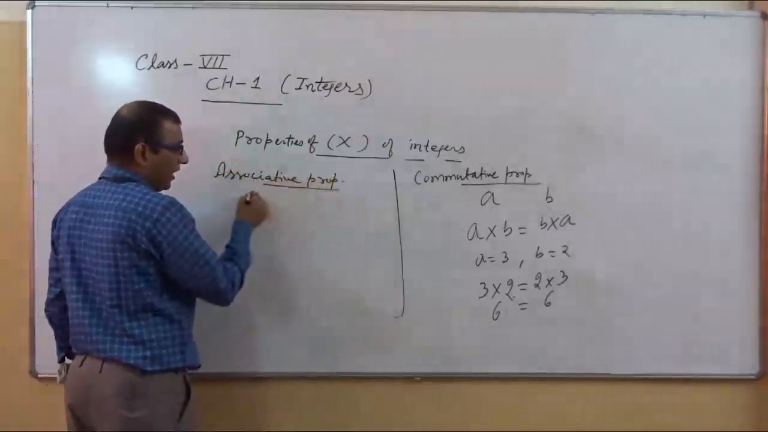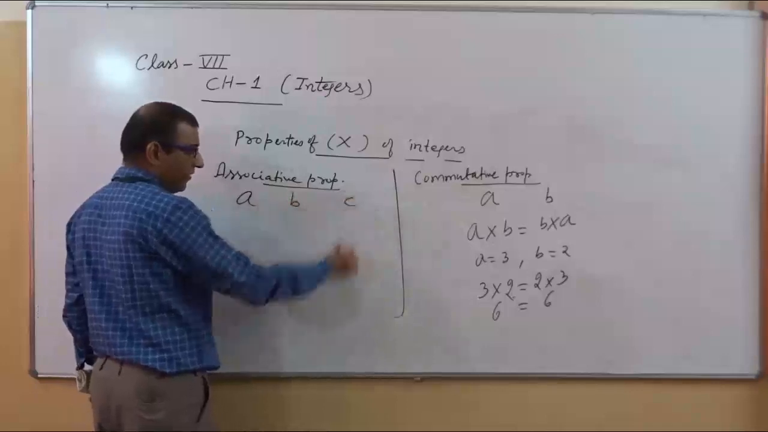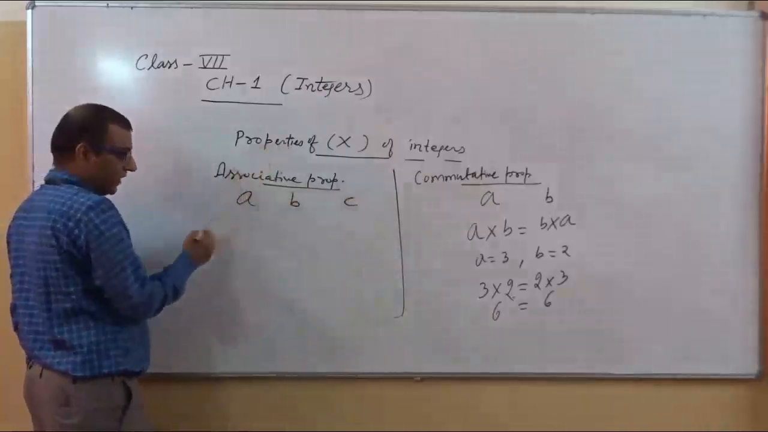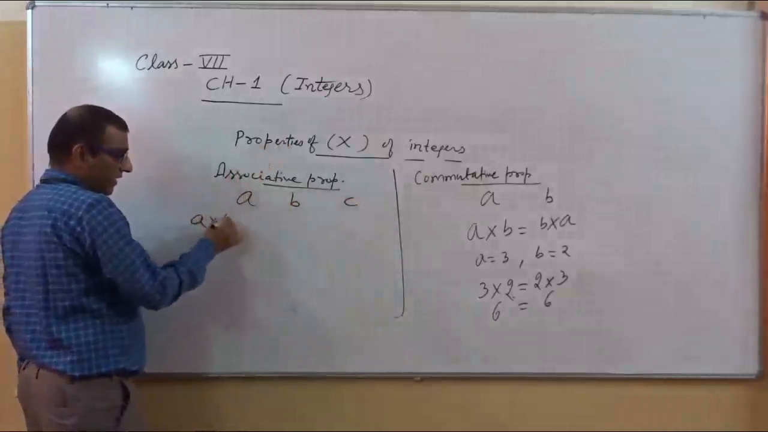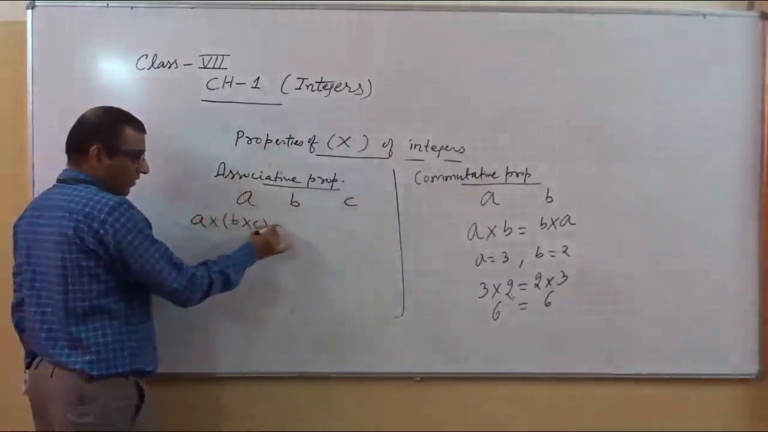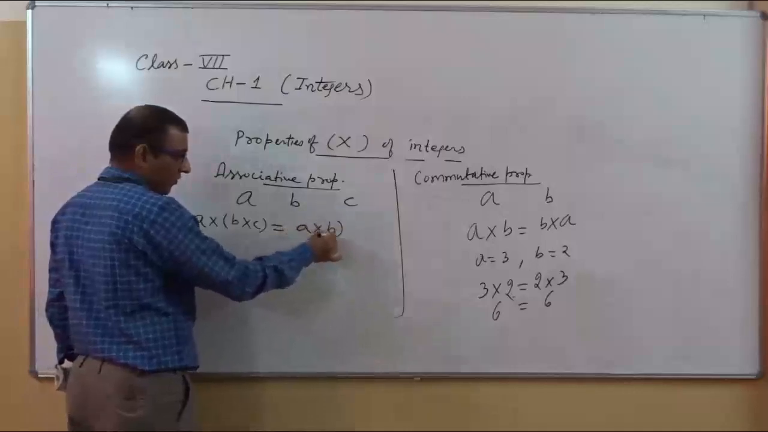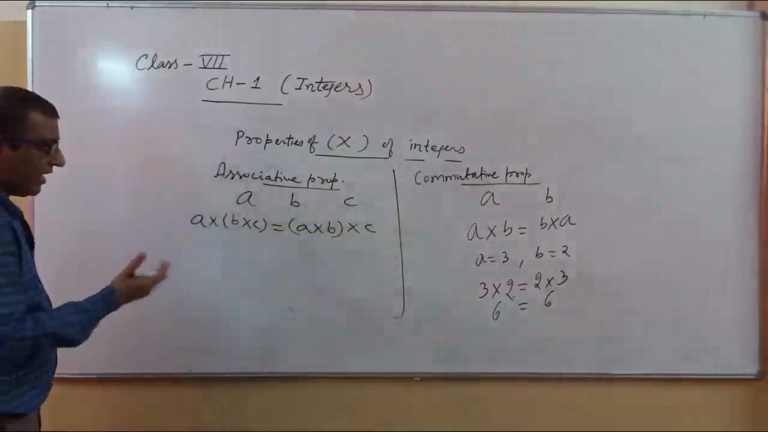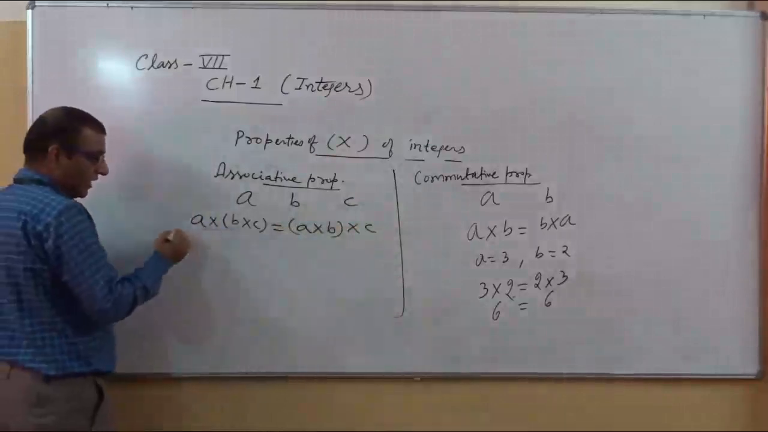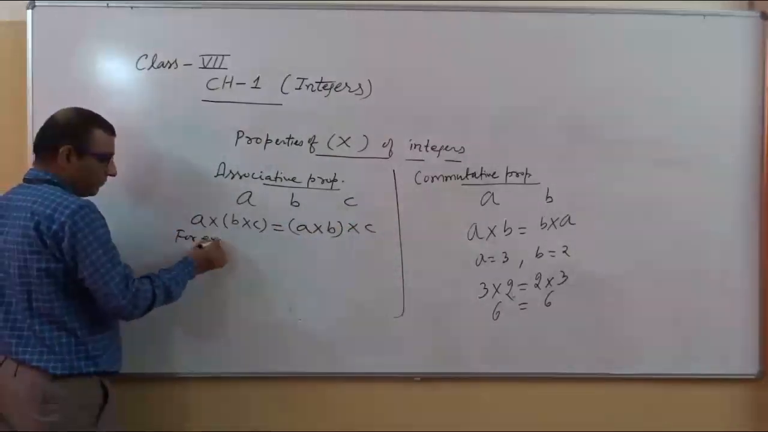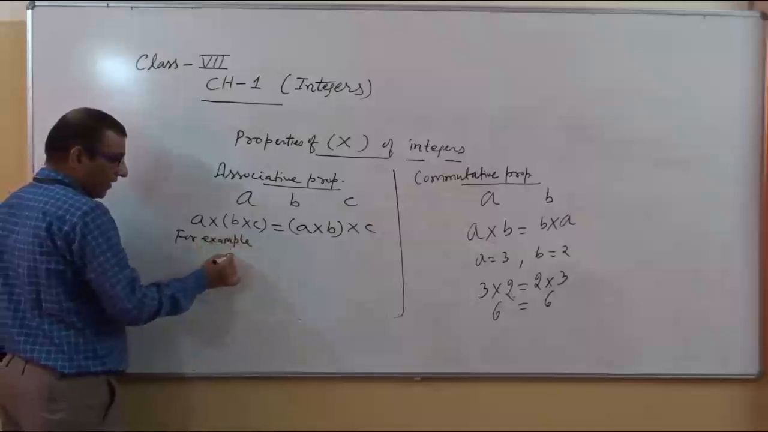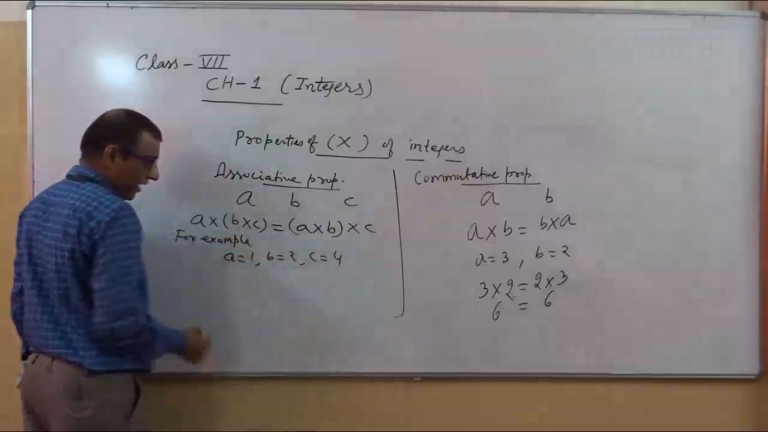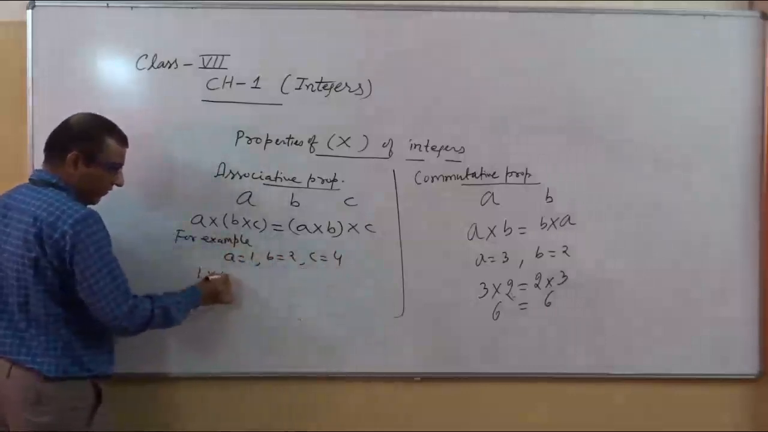Associative property: again, if we are taking three integers a, b and c, then how can we apply this concept for multiplication? It can be written as (a × b) × c equals a × (b × c), and if you put the values of a, b, c and solve it, you will easily get the answer. For example, if I am taking a equals 1, b equals 2 and c equals 4, let's see what we will get.